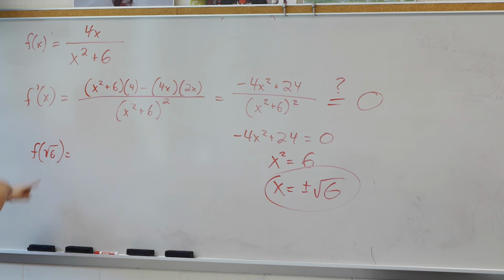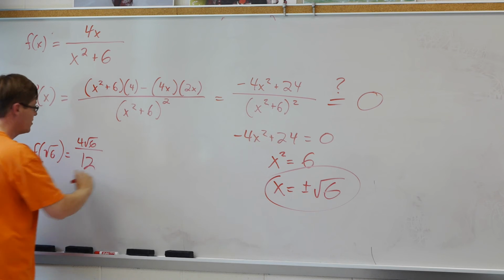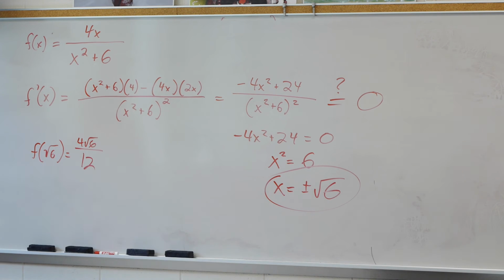When I plug root 6 into here, I want to get 4 root 6 over 12. Make sure you verify that. And what does this simplify to? Yeah, root 6 over 3.